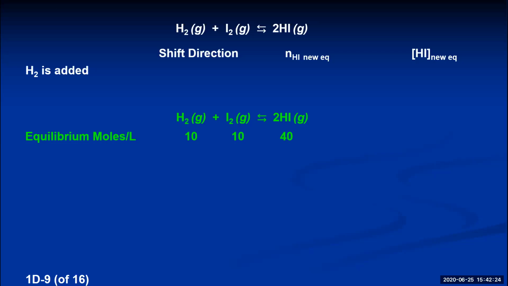If they're the equilibrium amounts, I can calculate an equilibrium constant, products over reactants. That would be 40 squared divided by 10 times 10. So the equilibrium constant in my made-up example comes out to be 16.